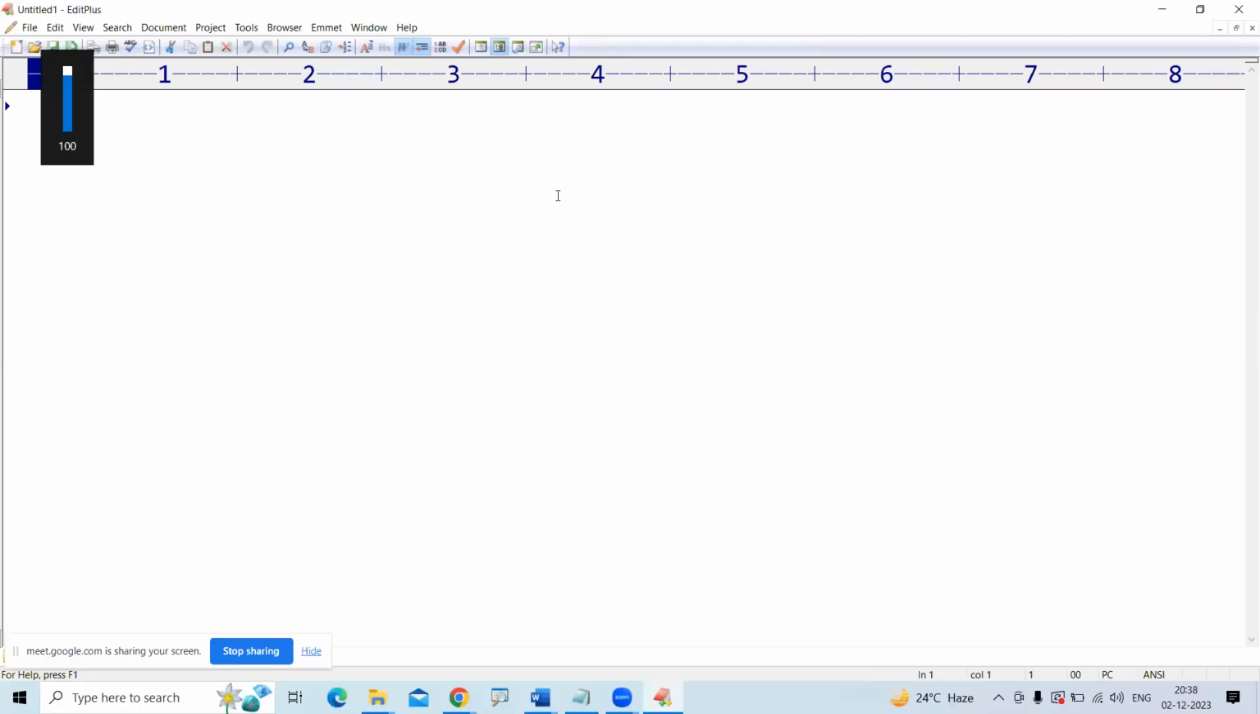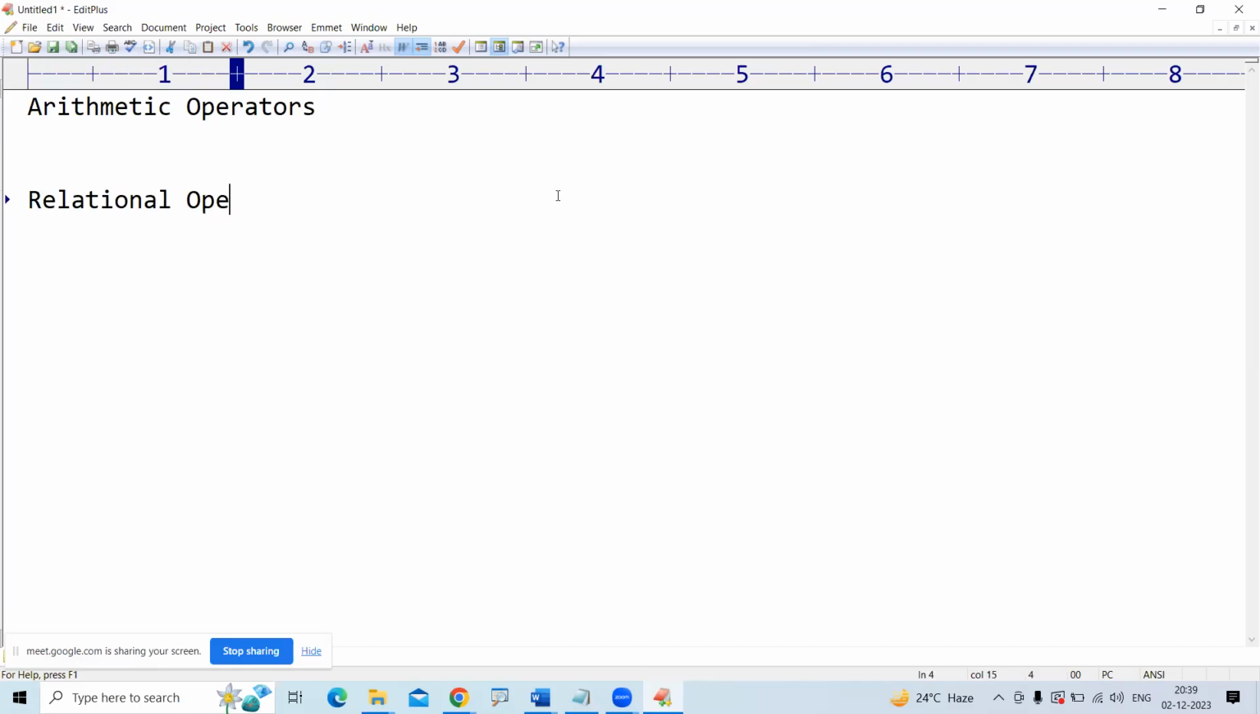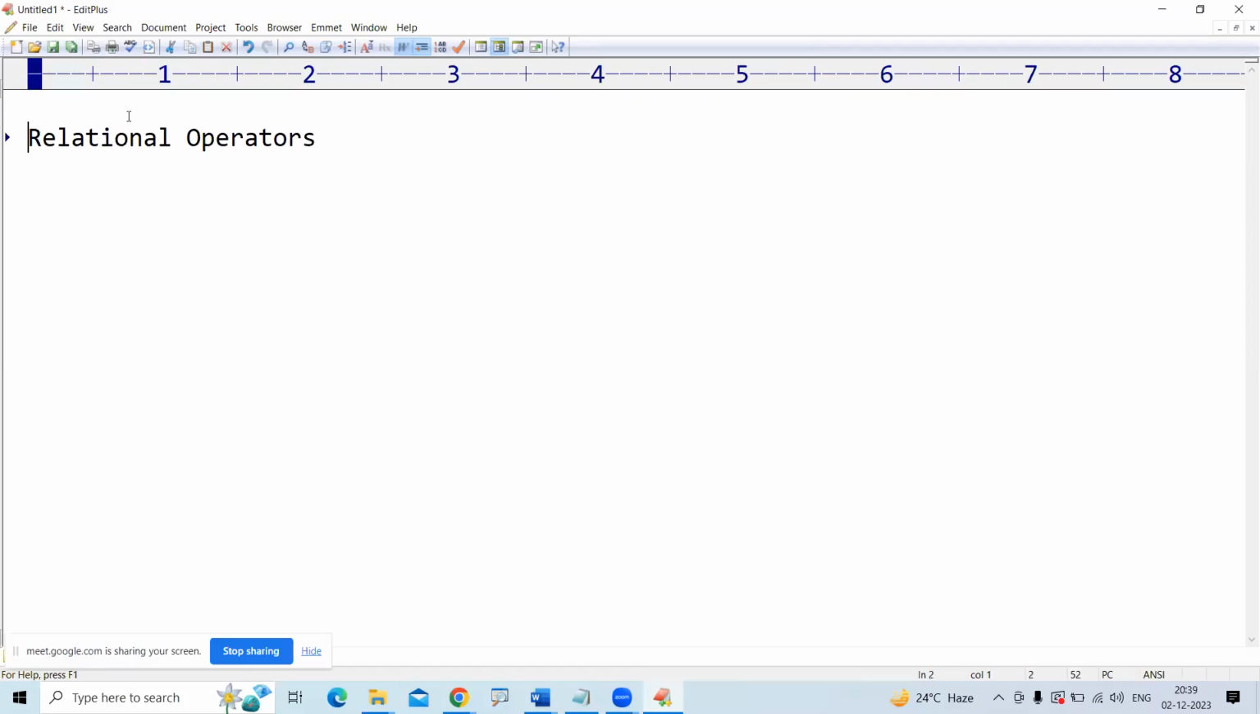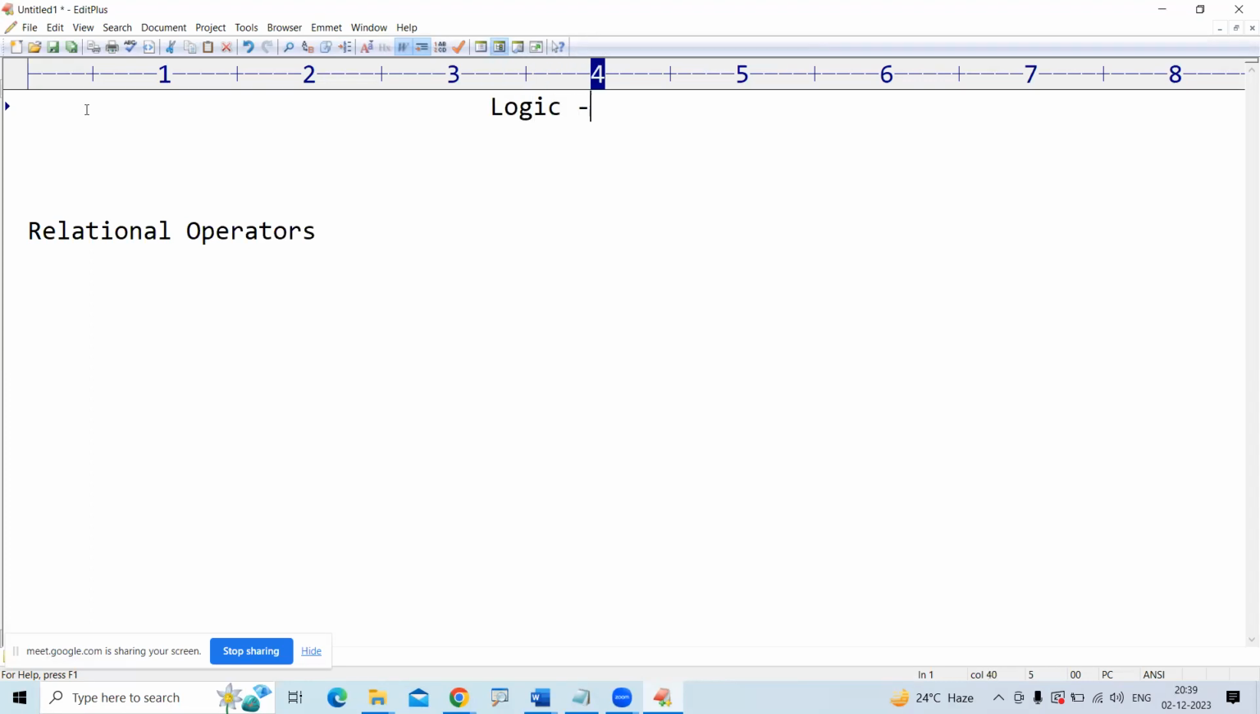In the last session, I explained about the arithmetic operators and we saw so many examples. Now here it is, relational operators. First of all, there is one point you need to understand to become perfect in logical programming. Whatever logic they are expecting, I want to be able to write that logic. Any logic is based on three types of operators only.